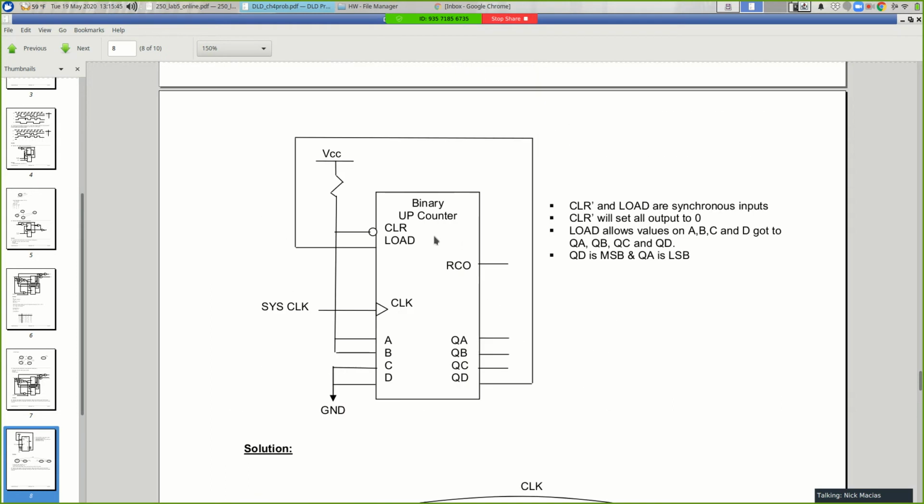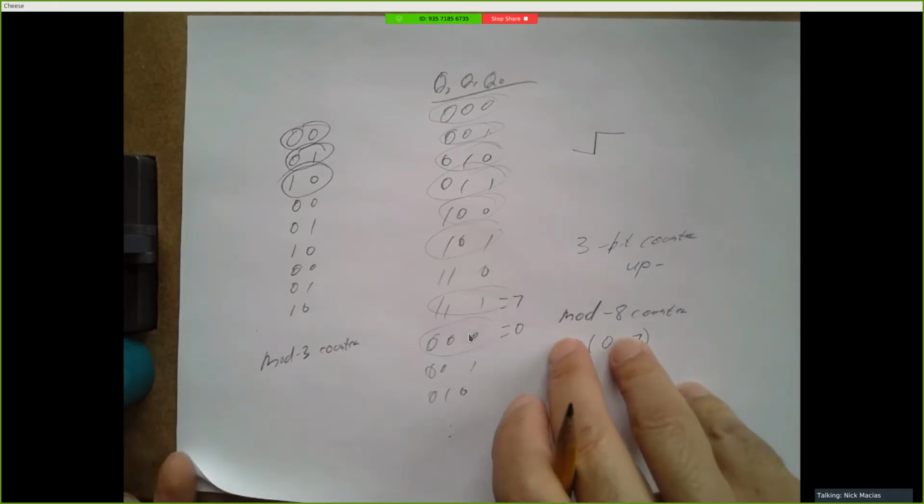So let's look at this binary up counter and see what it's doing. It's got a clock coming in, and the clock causes it to move from one value to the next. And a straight 4-bit binary up counter just counts in binary, right? So it tells us QA is the least significant bit, QD is the most significant. So it's going to count in the following sequence.